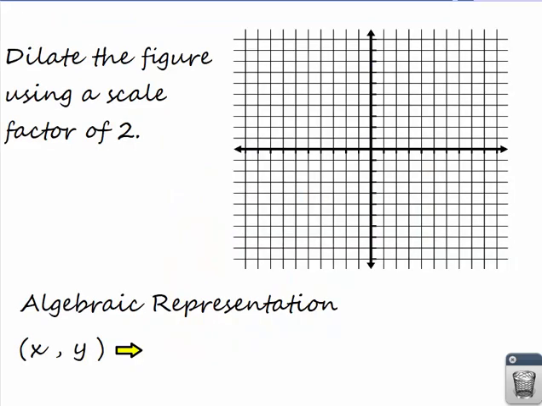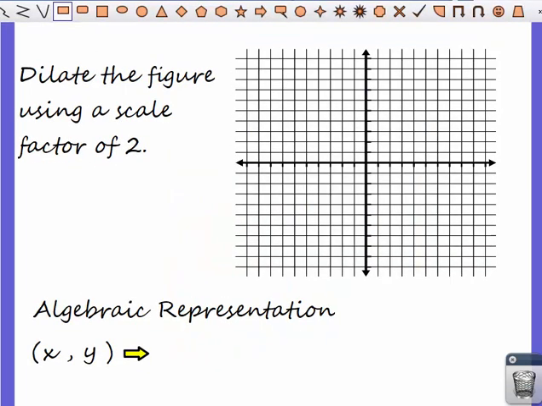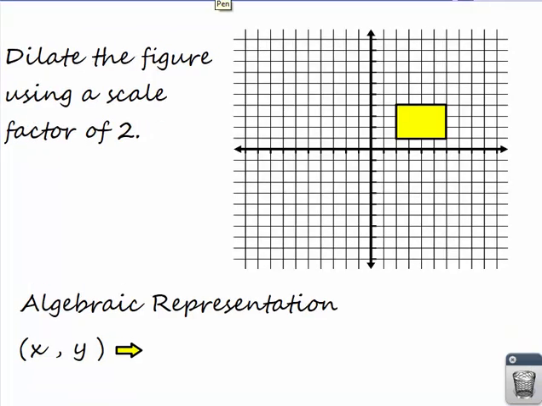So we're going to take a figure. Let me draw one. We'll draw a rectangle this time. So we've got a rectangle that's right here. Looks pretty good. Now the first thing that we need to do on this figure is identify each of the coordinates.